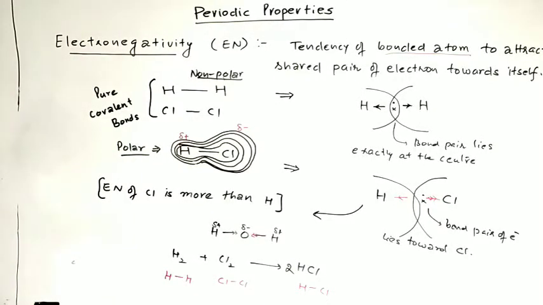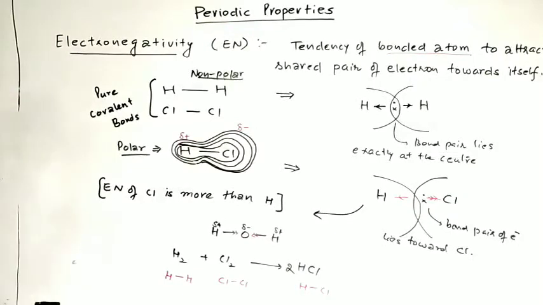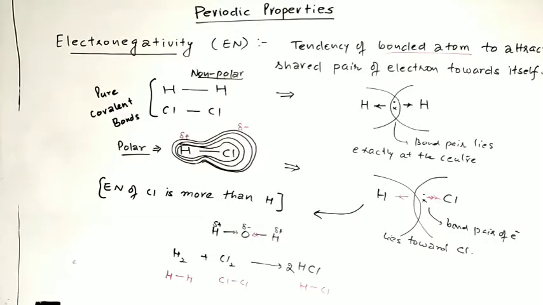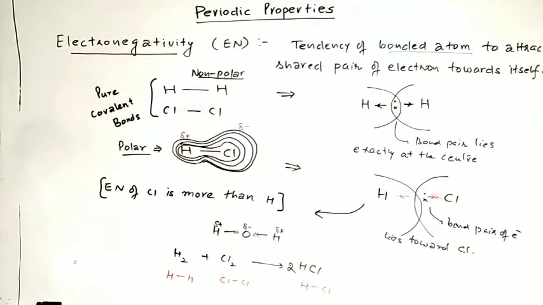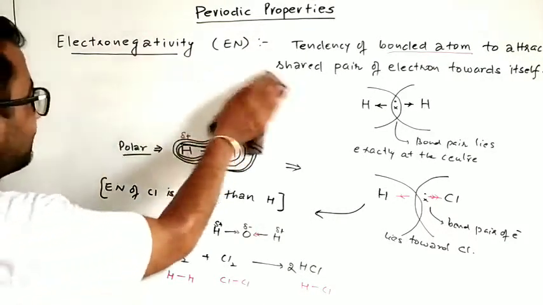Okay. So based upon this, ionic compounds are more stable. The Pauling electronegativity scale is totally based upon this concept that ionic compounds are more stable than covalent. Now, this is about electronegativity. Now, we will do the variation of electronegativity.